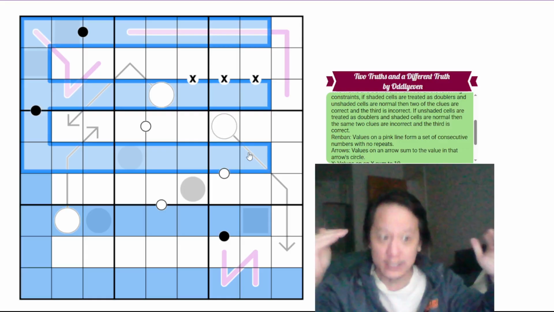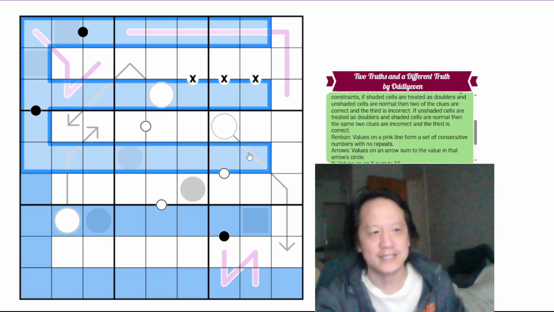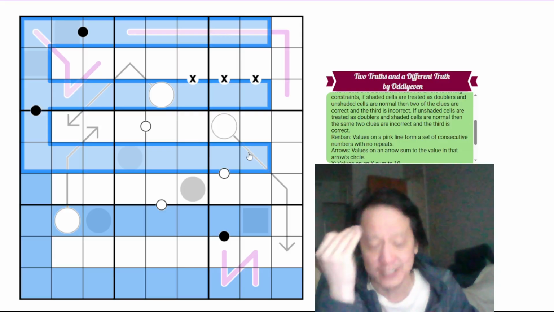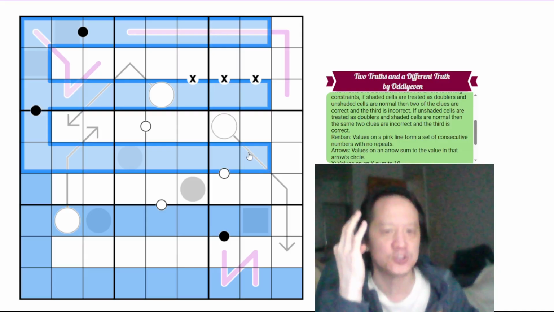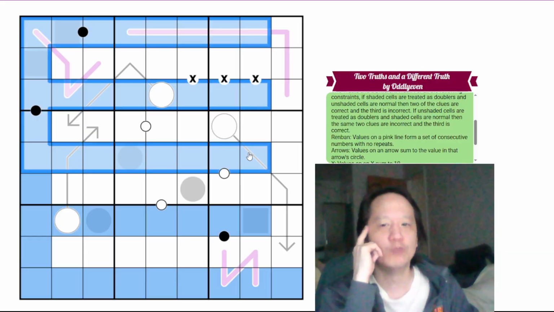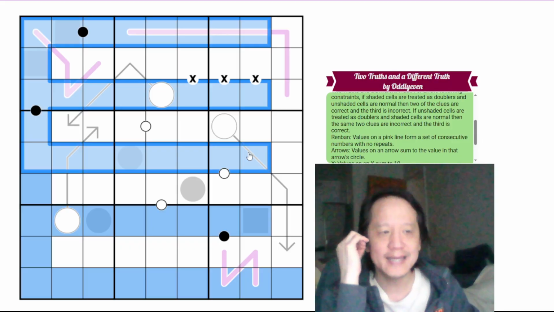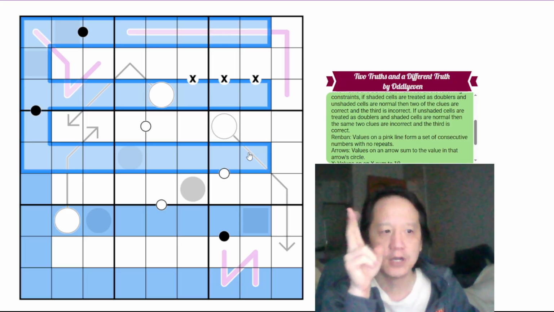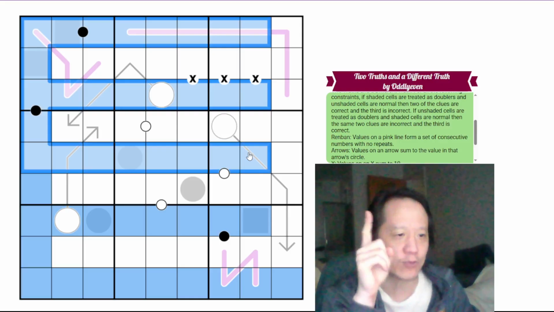And I was trying to solve this puzzle for about 15 minutes. And then I'm just like, I don't know how to approach this. The reason was because I was stuck on "if shaded cells are treated as doublers." But looking at the example, it's more that when shaded cells are treated as doublers and unshaded cells are normal, then two of the clues are correct and the third is incorrect.